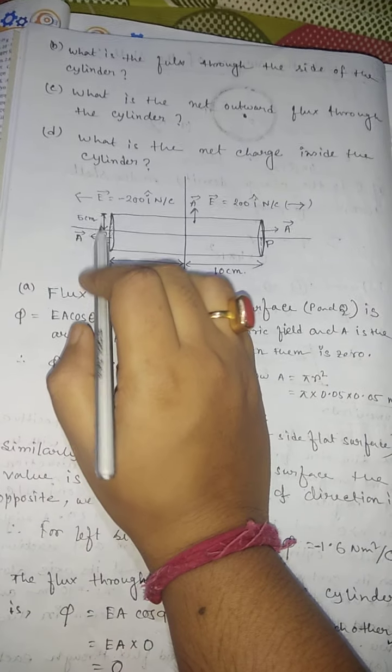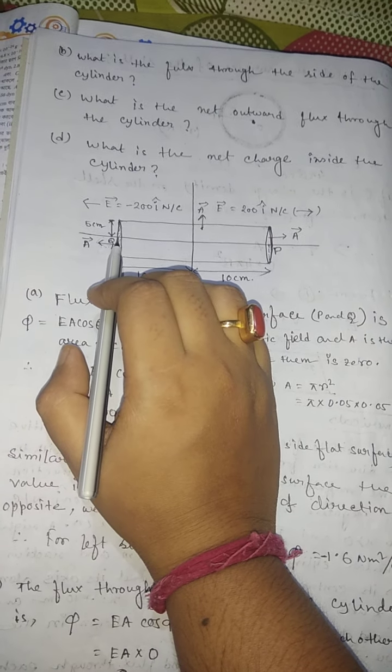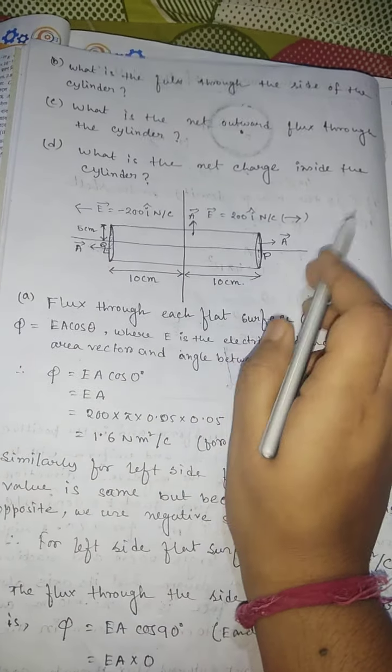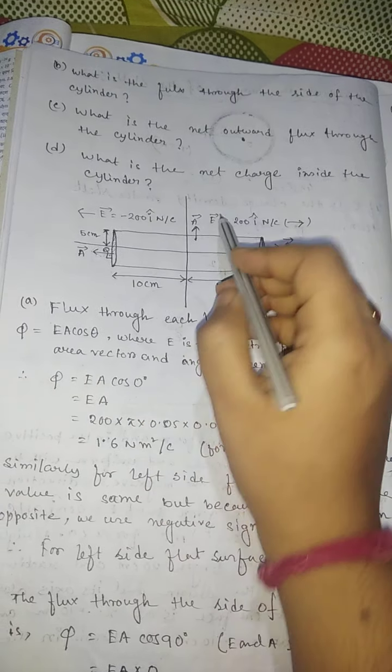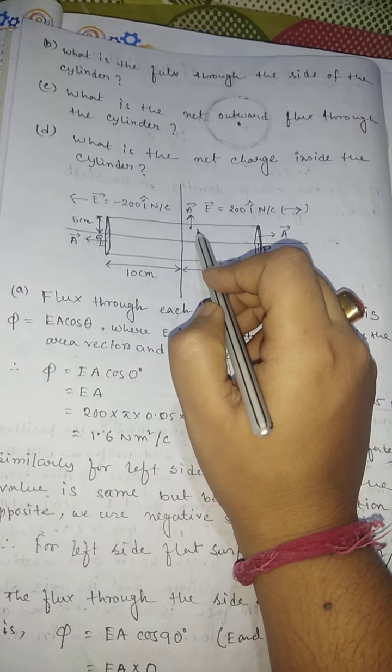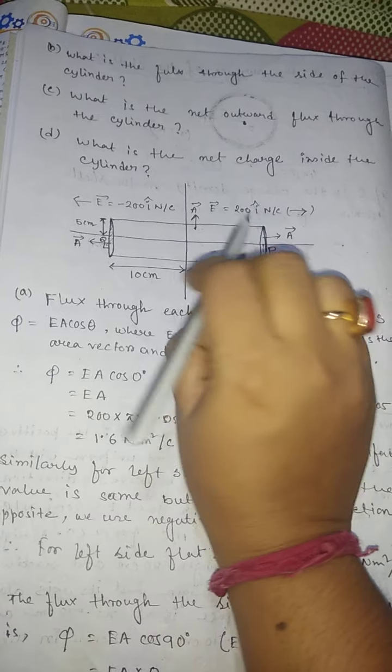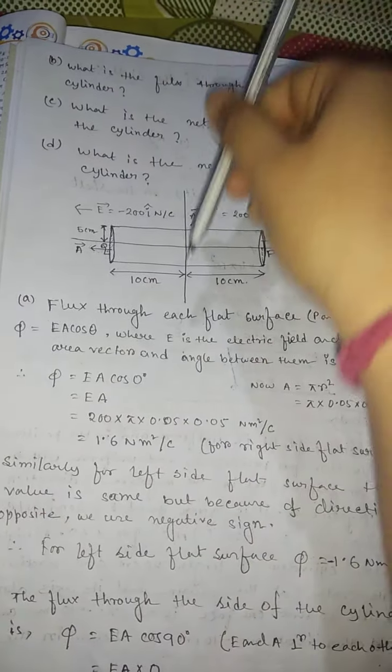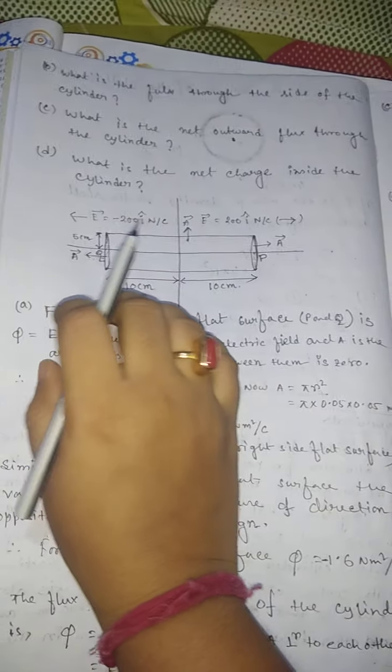So theta equals 0 degrees for the left side, and the right side is the same. But in the middle, if we calculate the electric field intensity, the electric field points only in this direction or this direction, not up and down.